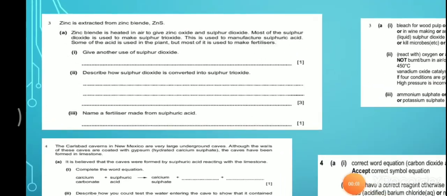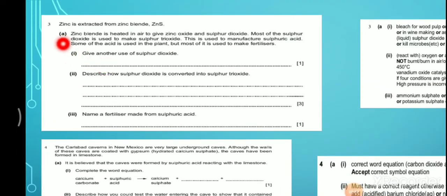Okay, here the question is: zinc is extracted from zinc blende, ZnS. Zinc blende is heated in air to give zinc oxide and sulfur dioxide. Most of this sulfur dioxide is used to make sulfur trioxide. This is used to manufacture sulfuric acid. Some of the acid is used to make paint, but most of it is used to make fertilizer.